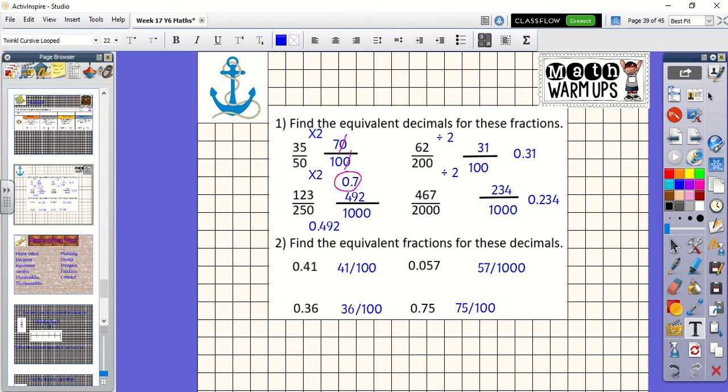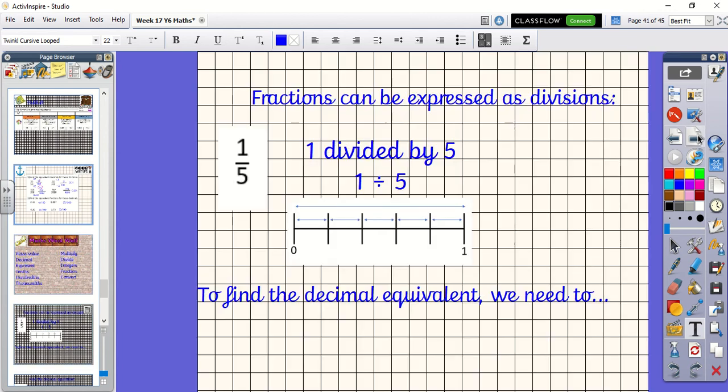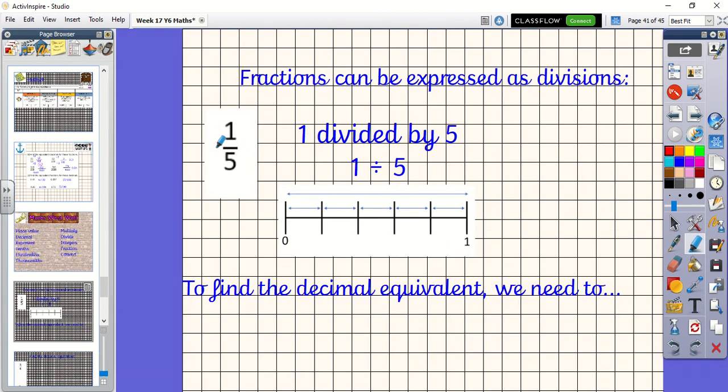There we go. Okay then, so now your brains are warmed up. We are going to go on to another method to work out equivalent decimals. So fractions can be expressed as division. So for example, if you had 1/5, you would do 1 divided by 5. How I remember this is the line that separates the numerator and the denominator, I always see that as a division, okay? And then I would read 1 divided by 5.